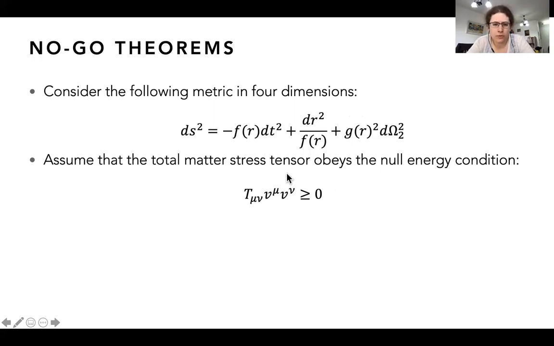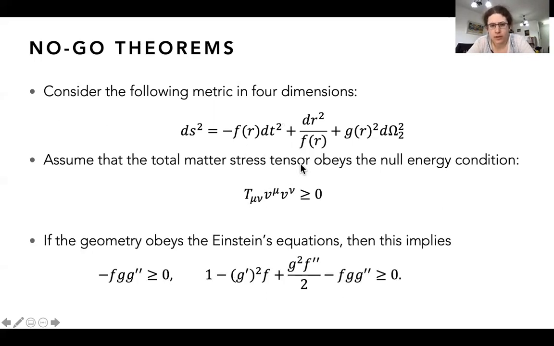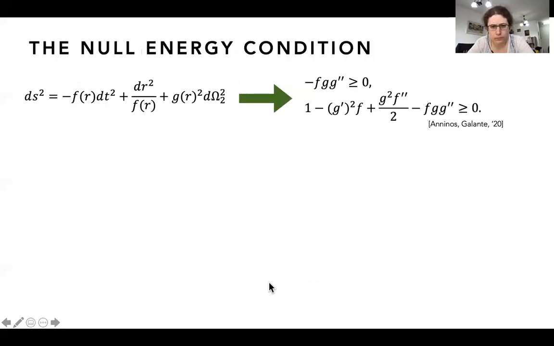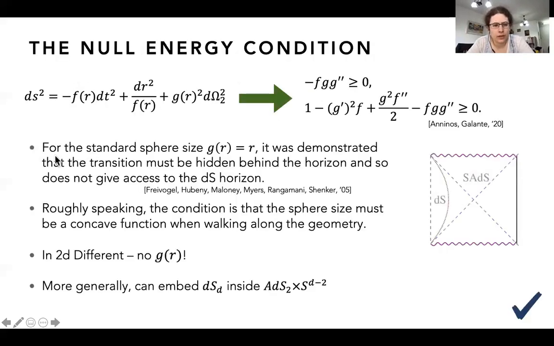Now, these two things together, and using the Einstein equations, we can express the null energy conditions in terms of the functions f and g, and that puts a number of inequalities on the blackening factor and the size of the sphere, essentially these two inequalities. Now, for a standard sphere size, which is what people usually consider, g of r is equal to r, it was demonstrated that the transition between the sitter and ADS must be actually hidden behind the horizon. And so it does not give access to the sitter horizon from the boundary perspective.